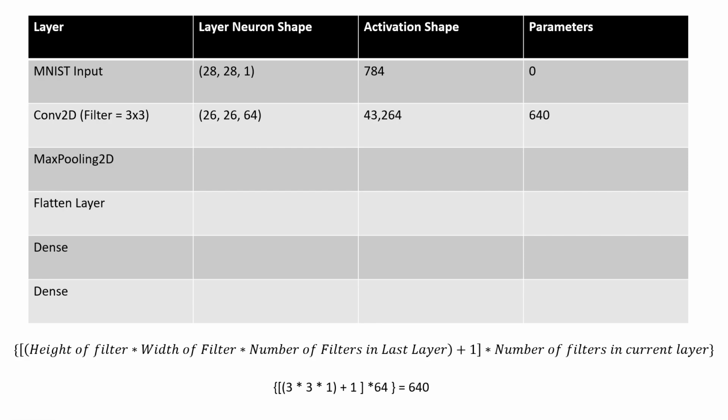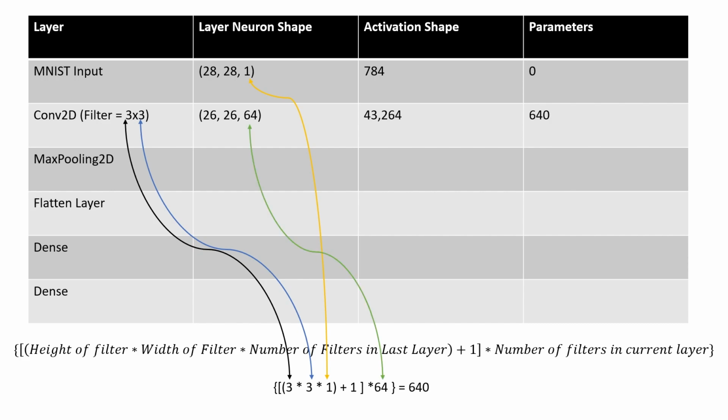Now let us move on to the max pooling. But before we move on, here is how the numbers came. From the filter, it was taken over here: 3 into 3 into 1, that is the last channel, plus 1 for bias, and then 64. That gives us 640. This is the way.